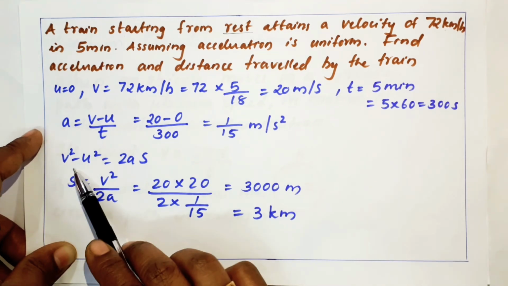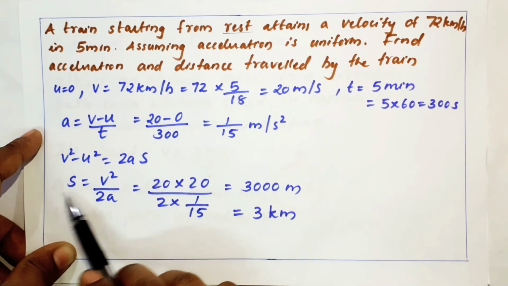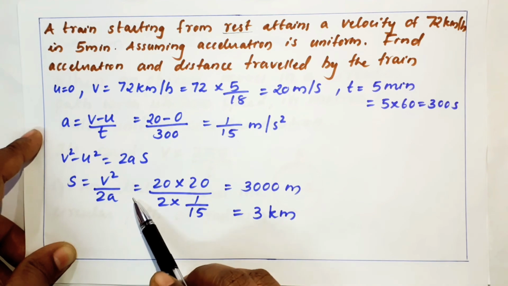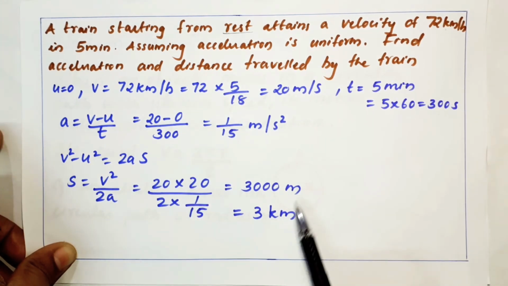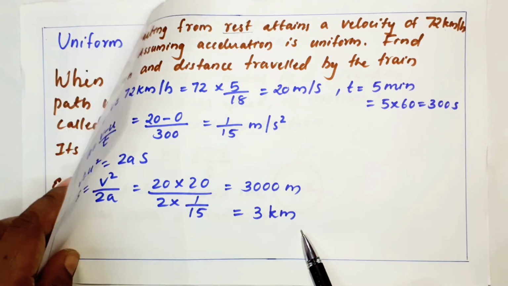If you want displacement, V square minus U square is 2AS, S equals V square by 2A. 20 into 20 by 2 into 1 by 15. I got 3000 meter, that is also called 3 kilometer.